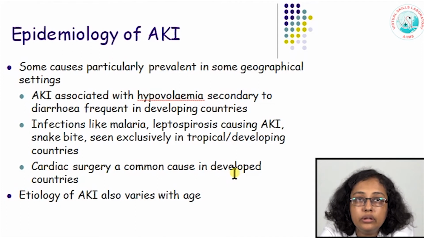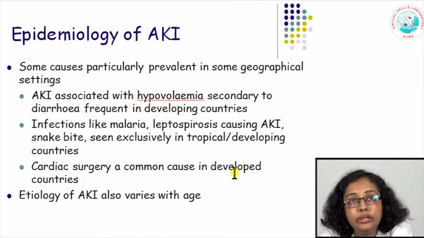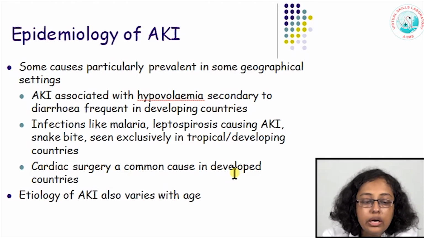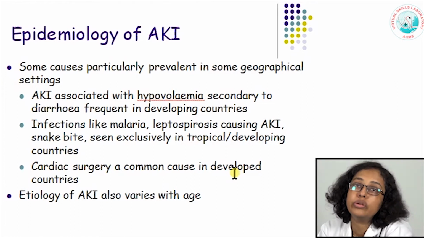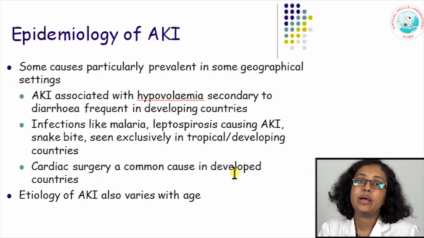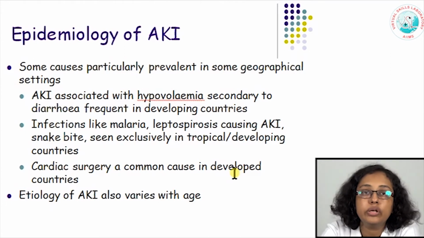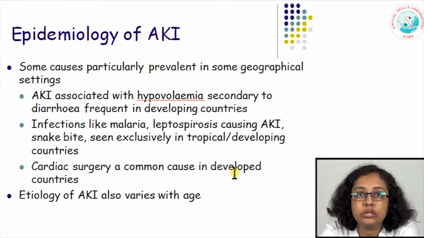On the other hand, hospital-acquired kidney injury because of cardiac surgery is more common in developed countries and tertiary hospitals where these facilities are available. Etiology of acute kidney injury also varies with age. Newborns may have a completely different pattern of causes of acute renal failure, while the etiologies vary in elderly patients.